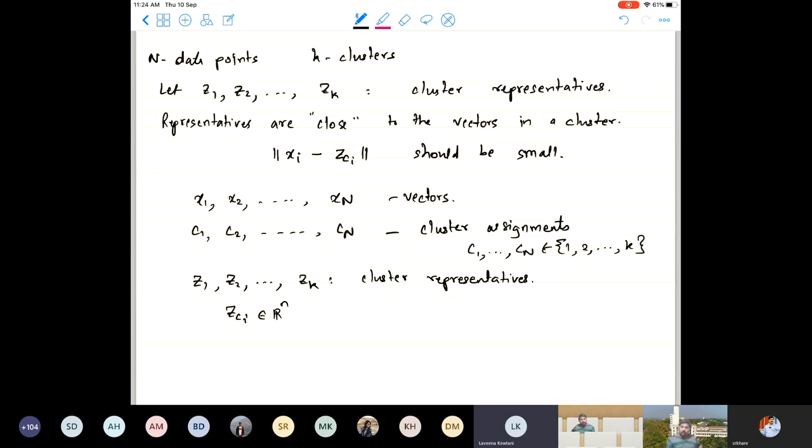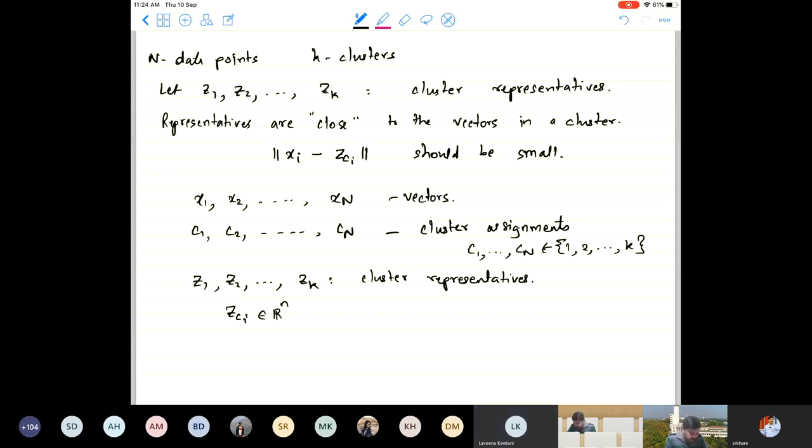I have a question. The vectors, the cluster assignments and the cluster representatives, do they all belong to the vector space? Cluster assignment is formed of groups of vectors, am I correct? Cluster assignment C1 is one of the numbers.